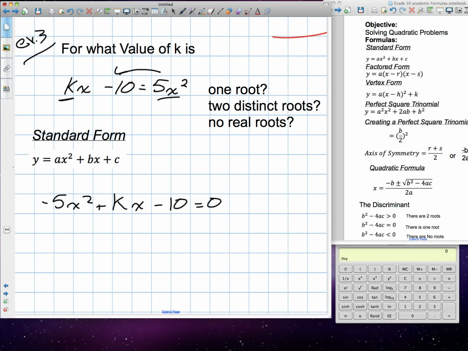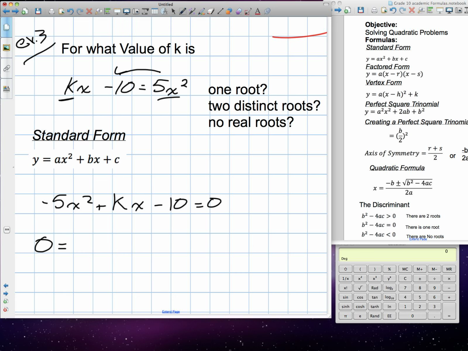We can now use our discriminant and the values. Now remember, we put down here what the values would be. Okay, so we're in standard form, so we can use our discriminant. Now remember our rules for the discriminant. For the very first one, for 1 root, we need the discriminant to be equal to 0.